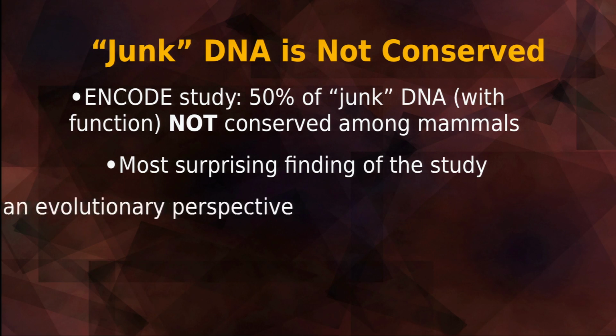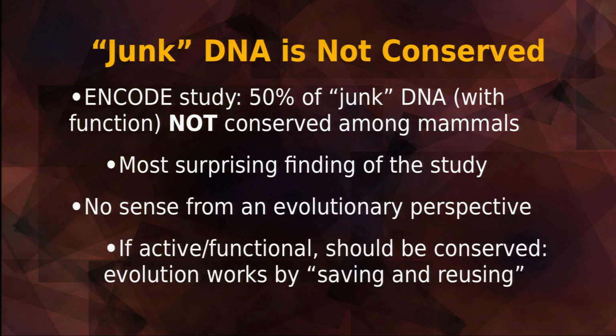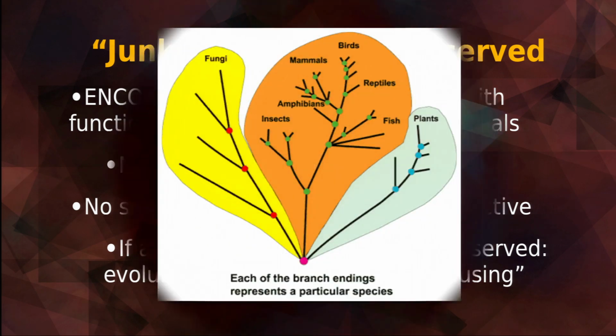Because if it's important and it's functional in doing something, all mammals should have, relatively speaking, the same junk DNA, but they don't. So that's what's bugging them about this. It makes no sense from an evolutionary perspective because if it's active, it's functional, it's important, it's doing something, it should be conserved. Because that's how evolution works. It saves and reuses. I mean, when your mechanism is random chance mutation, you don't want to start from scratch every time, so you use what's already there.